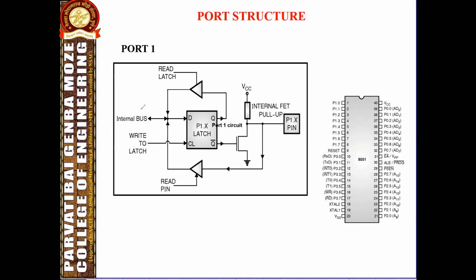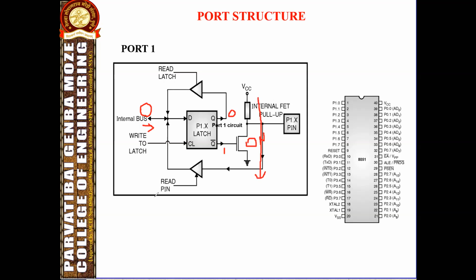If the 0 signal from the CPU bus gets into this D flip-flop, then the output will become 0, and here the complementary output will become 1. After getting 1 on the gate of the FET, the FET acts as a switch and will become on. So how will the current flow? The current will flow in this direction.